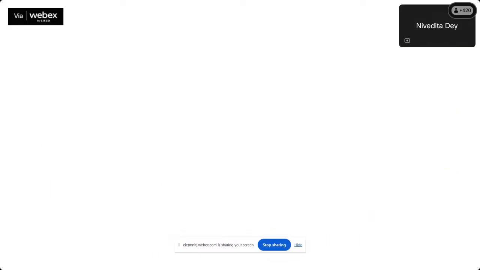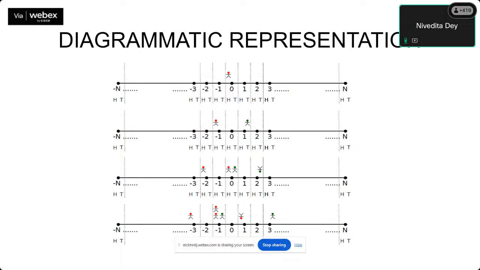Okay, these are a few things. Now the diagrammatic representation of the same thing, the discrete quantum walk, DTQW, is shown here. You see that?